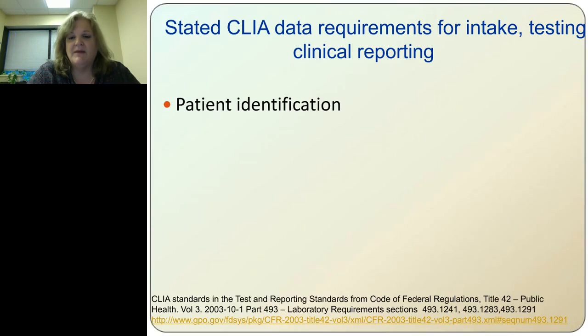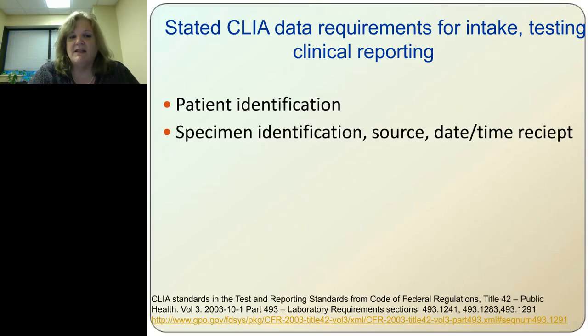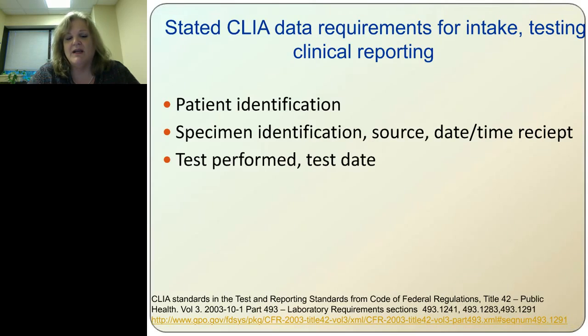So in CLIA, for those of you who are familiar, these standards were started in 1988, which really outlines regulations and regulates clinical laboratory activities and reporting. And so some of the data requirements that are explicitly outlined in the CLIA regulations, which I've linked below if you're interested, are things like patient identification, specimen identification, when the data has come into the laboratory, what test was performed, and hopefully you have your tests on record.